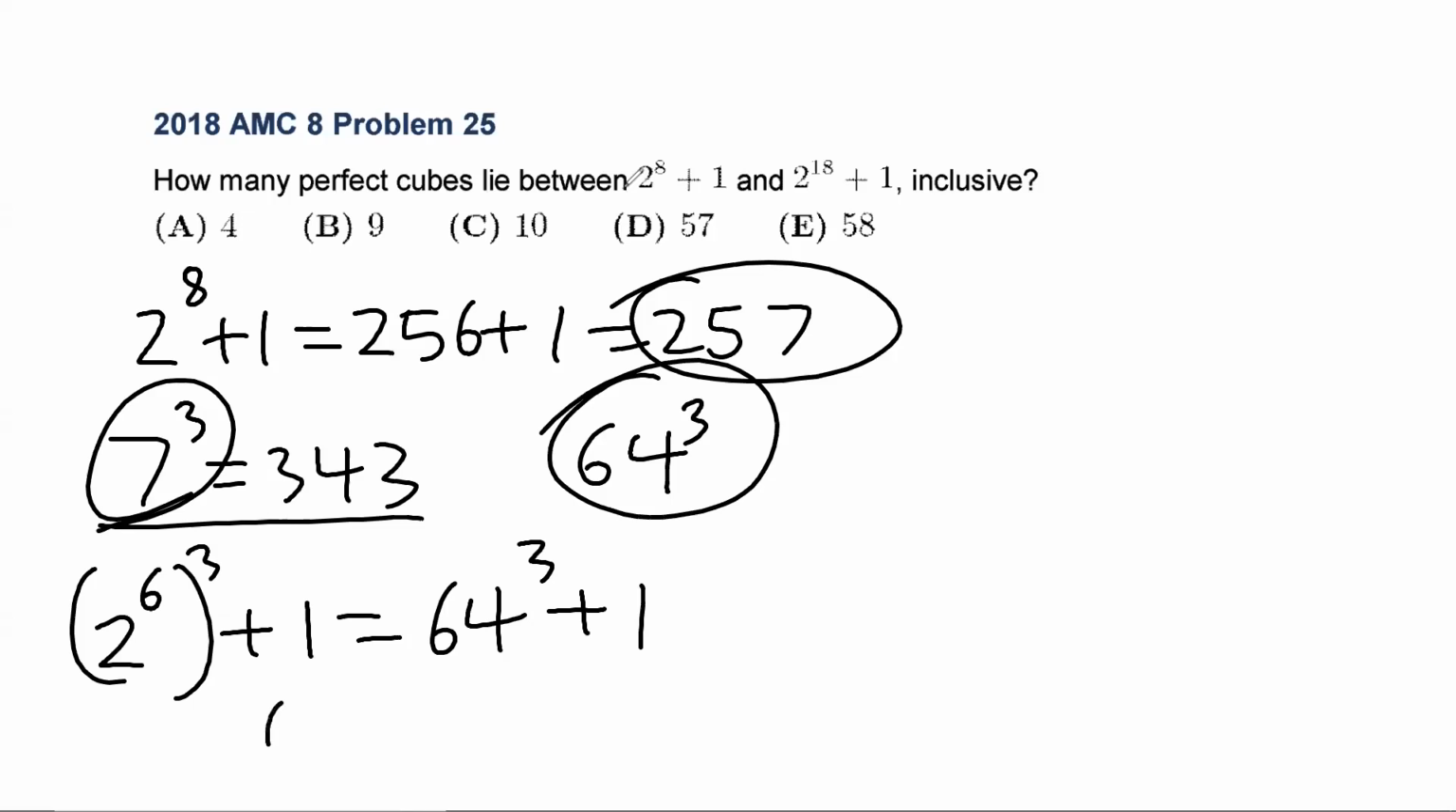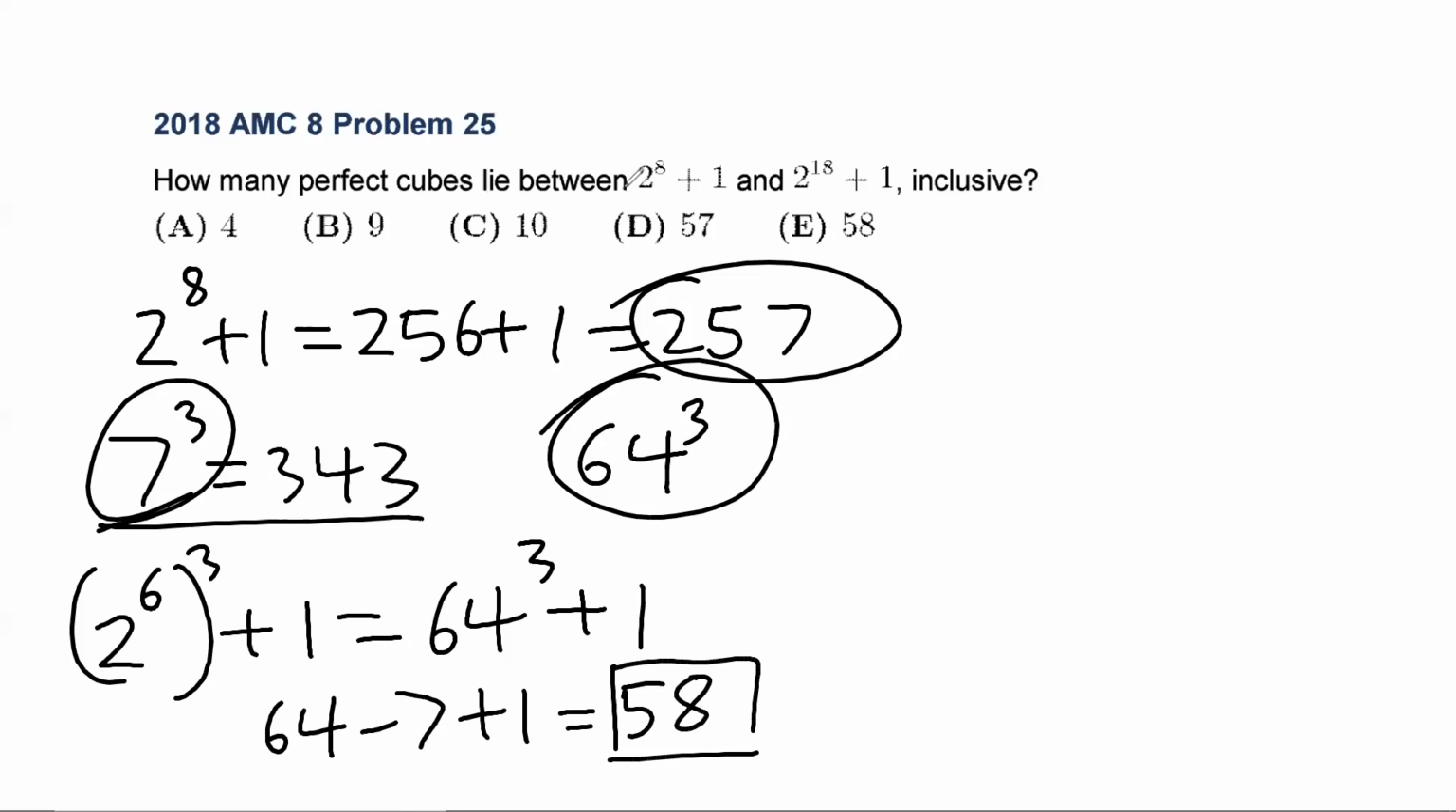So 64 minus 7 plus 1 is going to give you 58. And that answer is E.